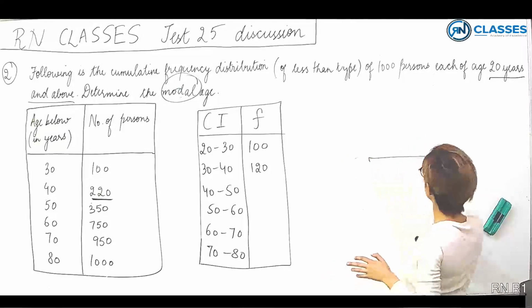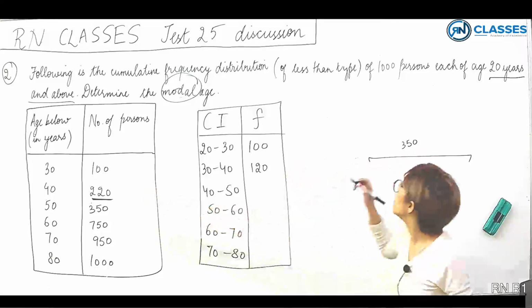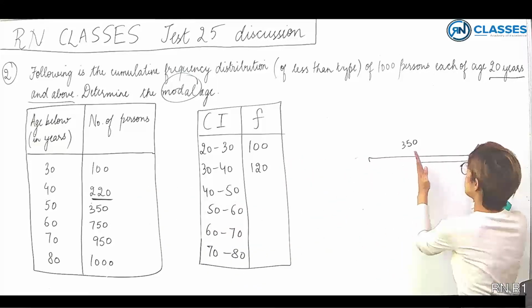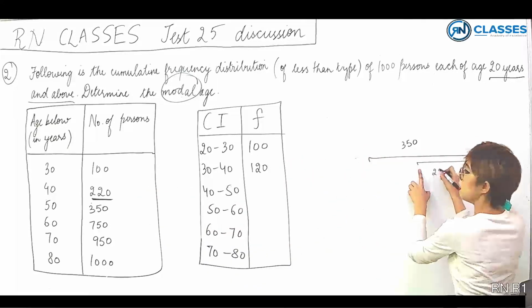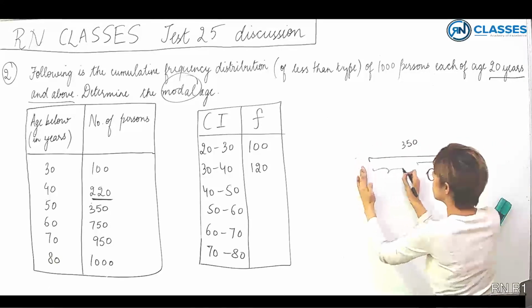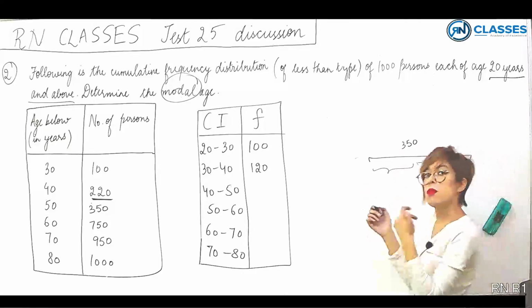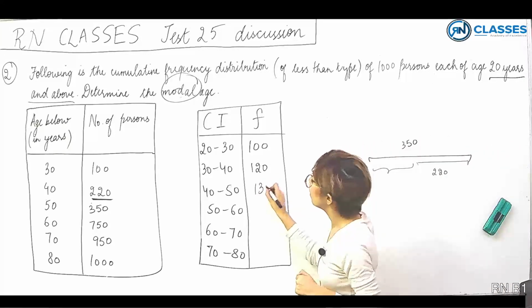Below 50, 350 people. And below 40, 220. So, below 40, below 50. So, this is 220. What do I need? I need 40 to 50, the mid ones, right? Which will be 350 minus 220. I can say 130. Right?